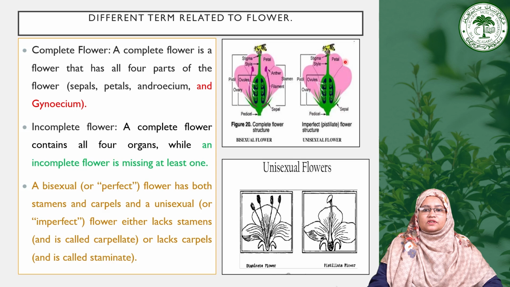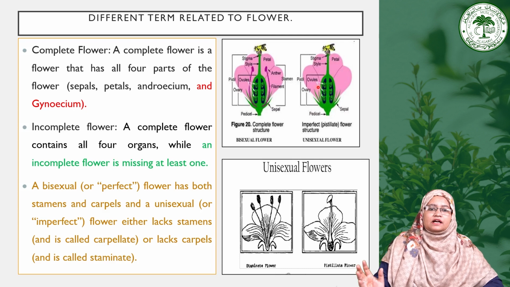Like in this case, you can see there is only a pistillate flower. Androecium is absent from this particular flower, that's why it is called a pistillate flower. It is a unisexual flower. So one organ is absent from this particular flower, that's why it is called an incomplete flower.